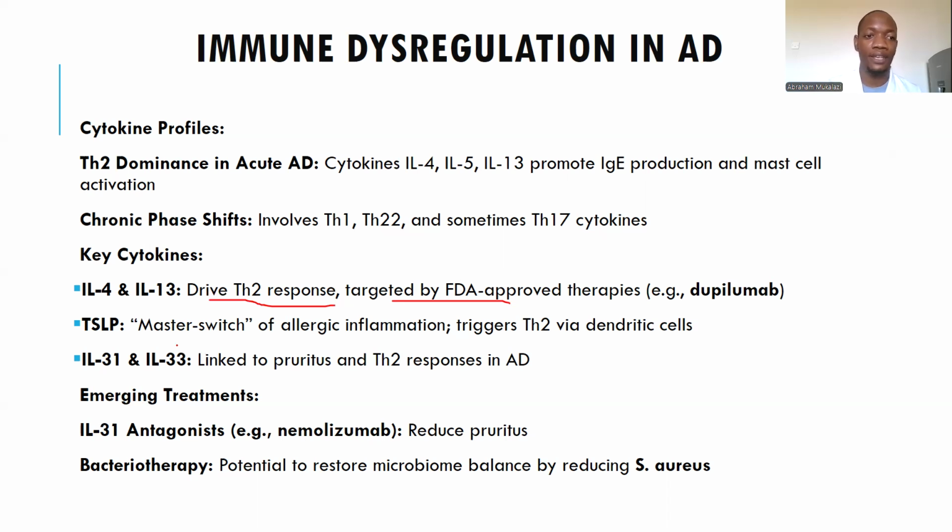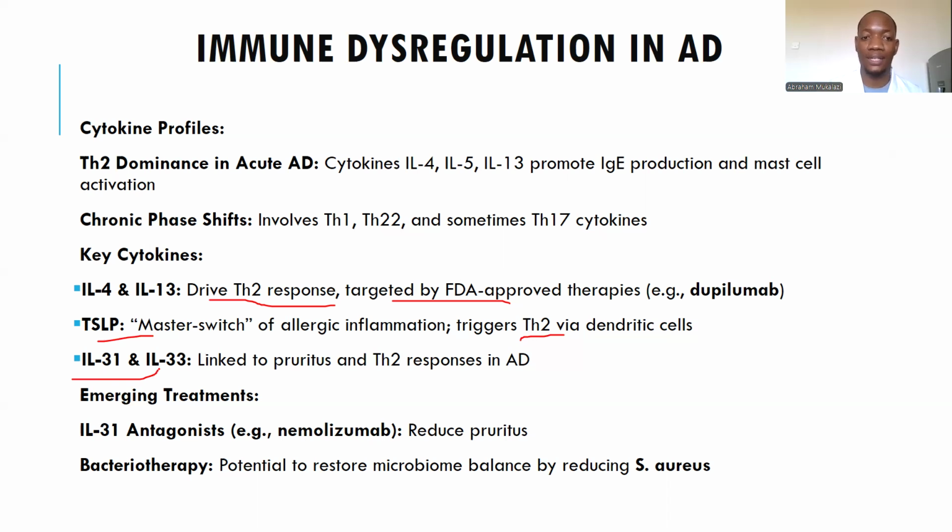Then we also have the TSLP. This is thymic stromal lymphopoietin from the keratinocytes, and we call it a master switch of allergic inflammation, and it also triggers the T helper 2 via the dendritic cells to give us the T helper 2 driven immune response.